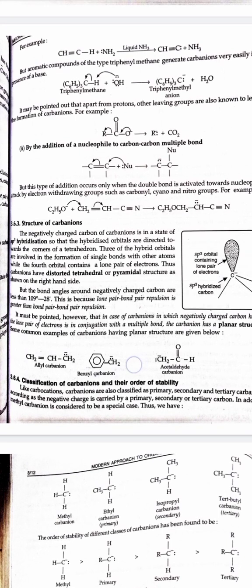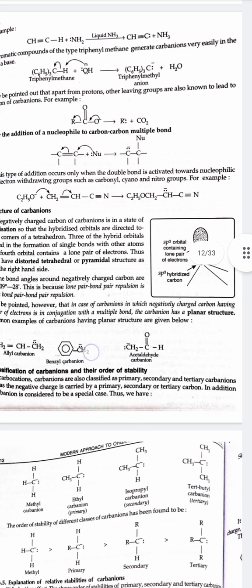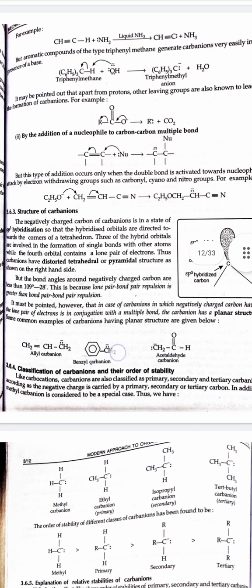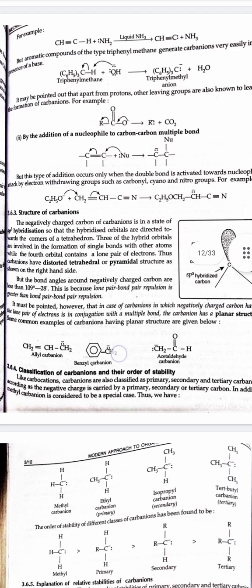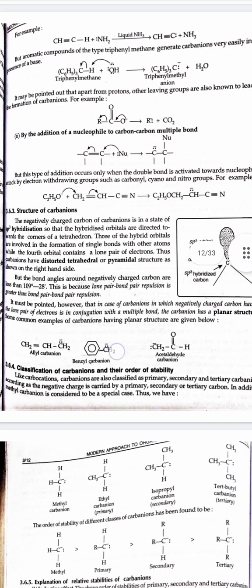Three of the hybrid orbitals are involved in the formation of single bonds with other atoms while the fourth orbital contains a lone pair of electrons. Thus, carbanions have distorted tetrahedral or pyramidal structure as shown on the right hand side. This is the structure. But the bond angles around negatively charged carbon are less than 109 degree 28 minutes. This is because lone pair bond pair repulsion is greater than bond pair repulsion.